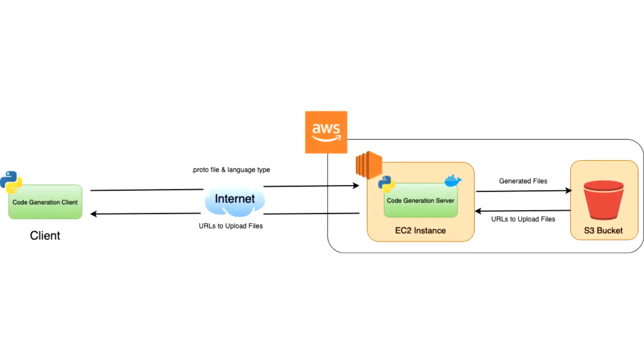In the last video, we wrote all the code we needed to generate a proto file and send it over from the client to the server. In this video, we'll make use of the services from the cloud, having our server code run on top of an EC2 instance in a Docker container, as well as uploading our generated files to an S3 bucket. At the end of this video, we'll have a working tool that we can show off to the world.